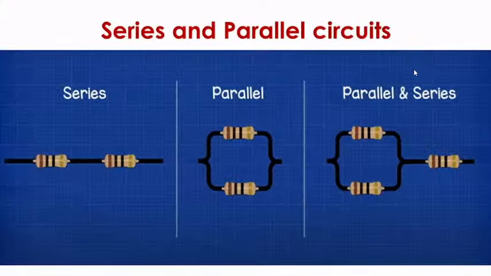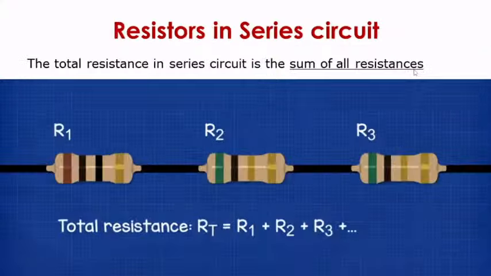We can connect the resistors into our circuits either in series, like they are joined one after another, or parallel. That is, like you can see them in the picture here, they are connected in parallel. And you can also make a combination of parallel and series. Now let's see resistors when connected in series.